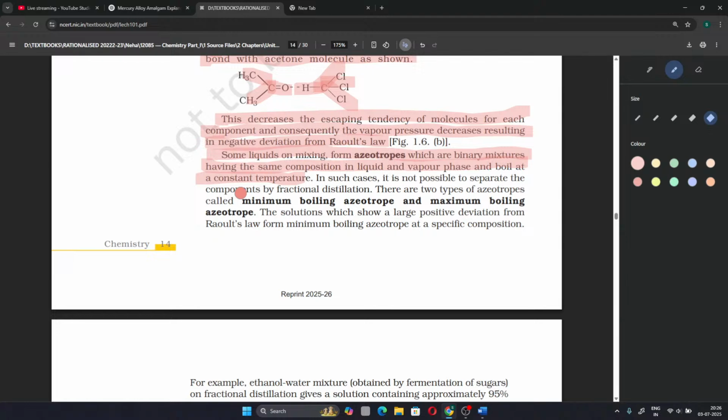Some liquids on mixing form azeotropes, which are binary mixtures having the same composition in liquid and vapor phase and boil at constant temperature. They have a constant boiling temperature, and the composition is the same in both liquid and vapor phases. In such cases, it is not possible to separate the components by fractional distillation. Fractional distillation is done when the boiling point difference is around 10 Kelvin or 25 Kelvin, I think.